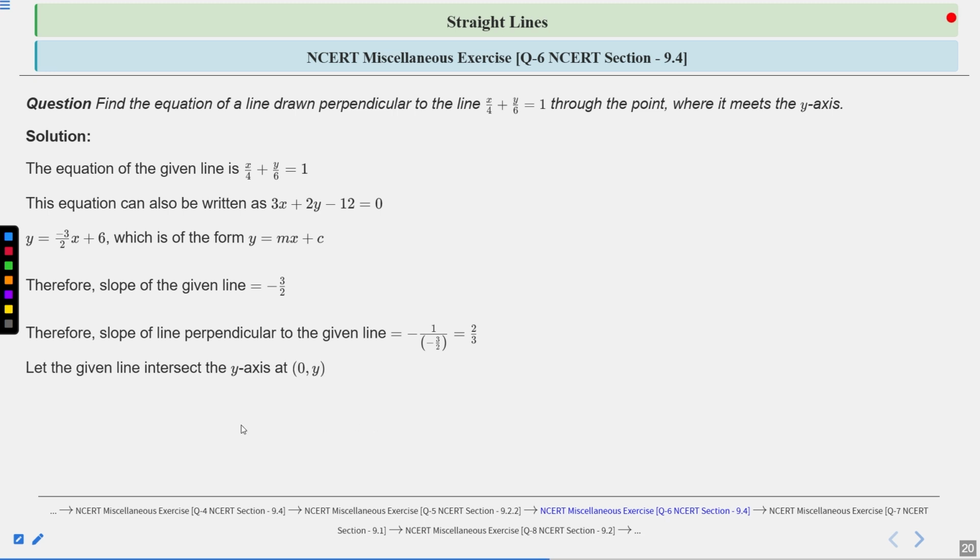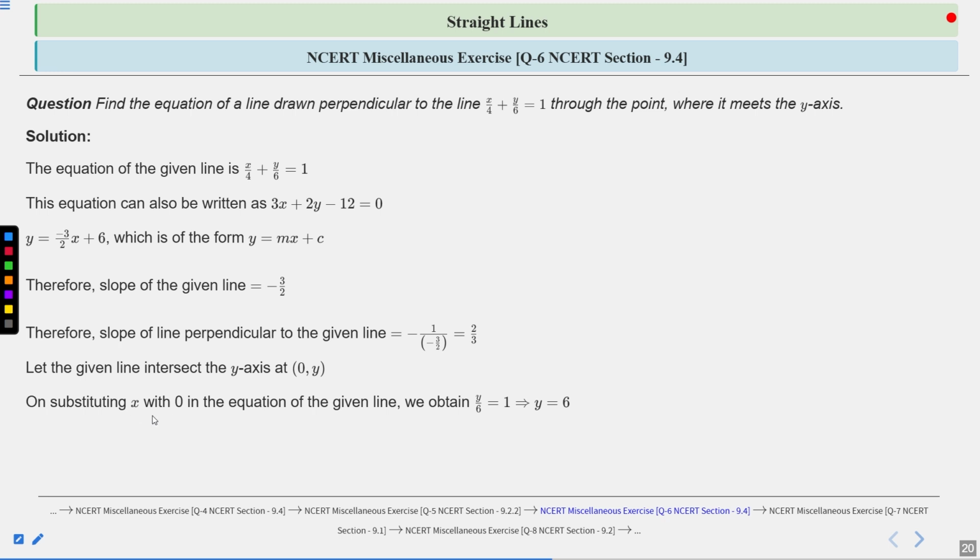So now let the given line intersect the y-axis at 0 comma y. Okay, as you know, any point on the y-axis is in the form 0 comma y. That is why we let the given line intersect the y-axis at 0 comma y.